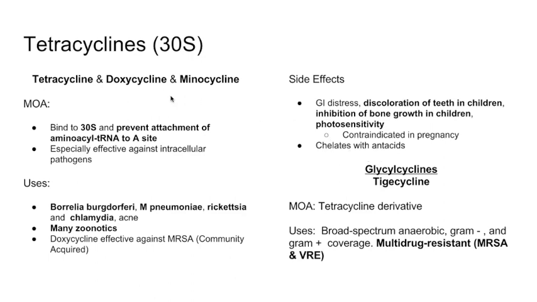So if I would remember anything about the tetracycline, 30S, intracellular pathogens, discoloration of teeth, and inhibition of bone growth, and you would be golden. The next cousin of tetracycline is tigecycline. So tigecycline is a tetracycline derivative, and it has the same mechanism of action. If I would describe tigecycline in one word, I would call it pretty much the biggest gun of antibiotics.